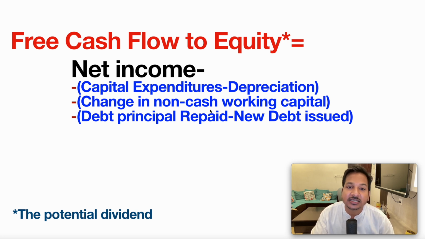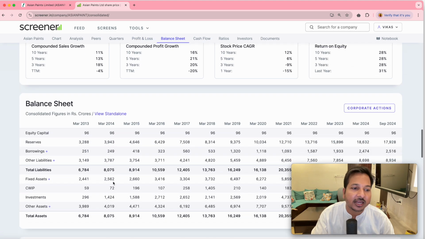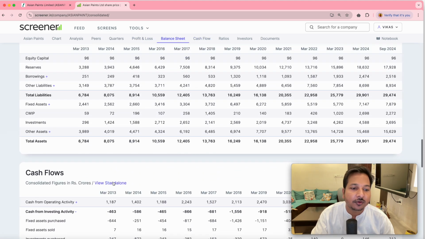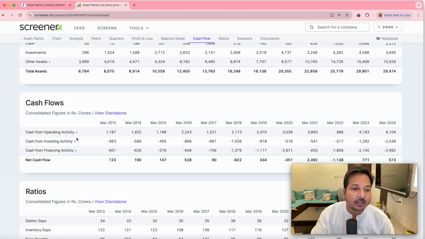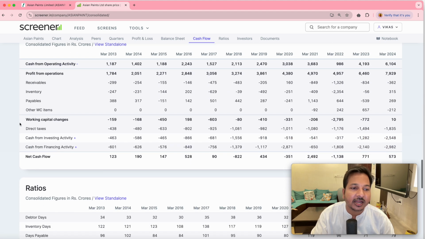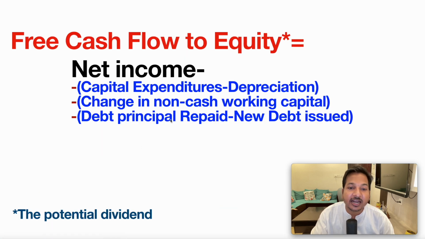Now you have to minus the change in non-cash working capital. This number also you can get from screener.in. If you come to cash from operating activity and click, you will get the working capital change number. A plus number denotes that cash is coming inside the company. Now the last number: debt principal repaid minus new debt issued.